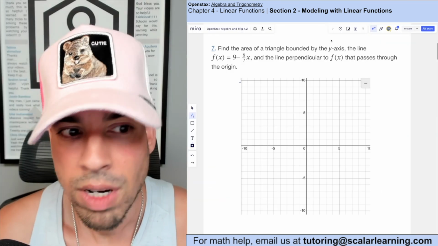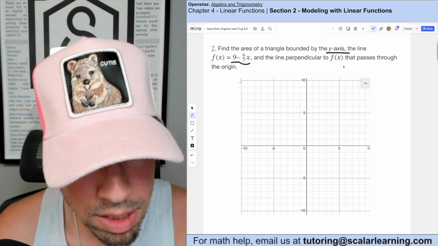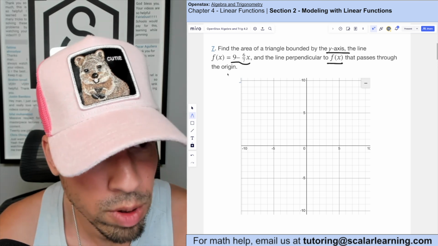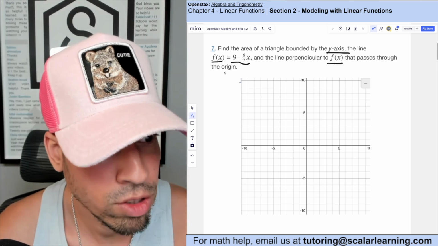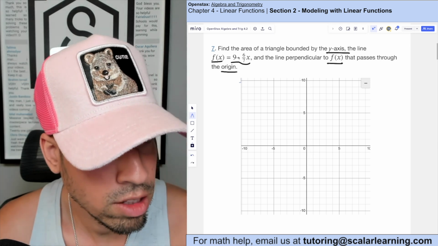Boom, done. Find the area of a triangle bounded by the y-axis, the line f of x equals 9 minus 6/7x, and the line that is perpendicular to f of x, right? That one that passes through the origin. Okay, so once again, we have the y-axis straight up and down like that. Now let's plot this line.